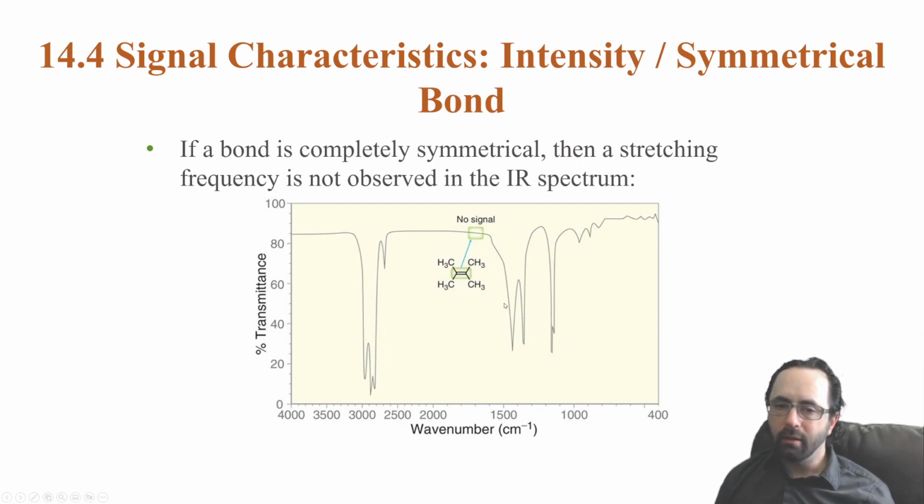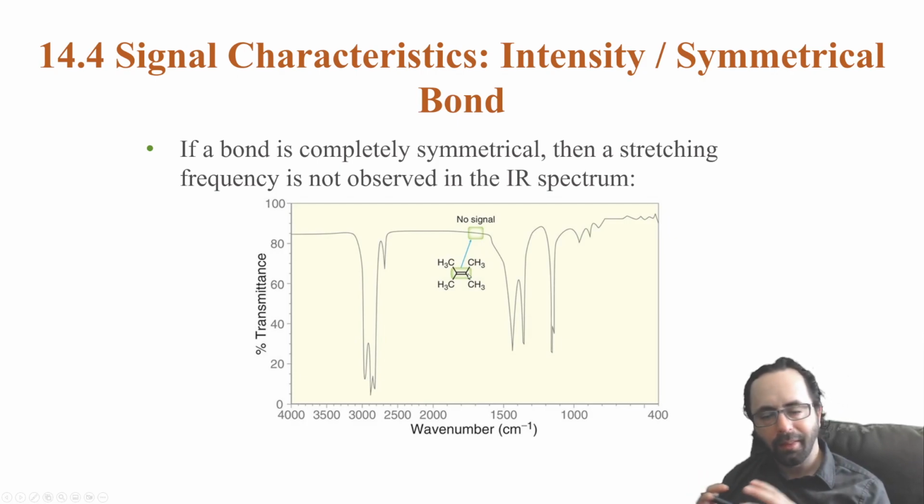One thing to note is that if you have a completely symmetrical molecule around a double bond, that symmetry will mean that you're not going to get any signal from that bond, because the signal comes from the absorption that is produced when the molecule vibrates, and the light is absorbed, and that energy leads to an increase in the vibrational energy level of the molecule.